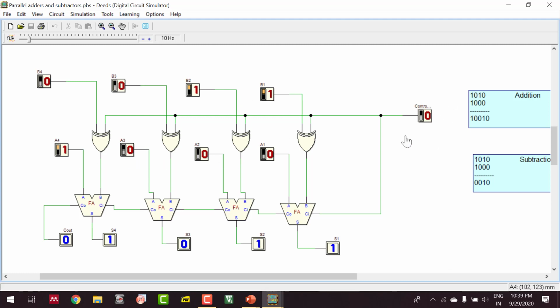If I keep my C in 0, and this is 8 and this is 3, 8 plus 3 will be 11. That means 1 0 1 1 is my 11. The moment I make this control as 1, it is going to do the subtraction operation. That means 8 minus 3, you are supposed to get, you can see it's clearly 1 0 1, that is 5. So 8 minus 3 will be 5, and you can ignore the carry.